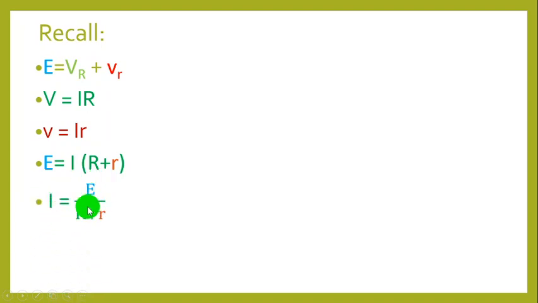Making I the subject of the formula, or expressing I in terms of E, R, and small r, you have them like this. And rearranging the first equation after substitution of V equals IR, we can arrive at V small r equals E minus IR. This is the basic thing that we talked about in the previous video.